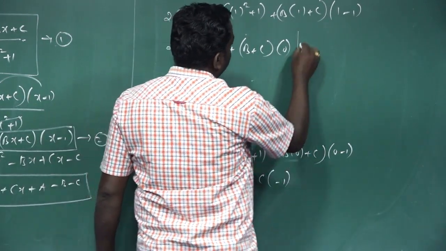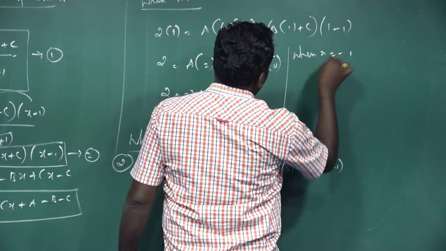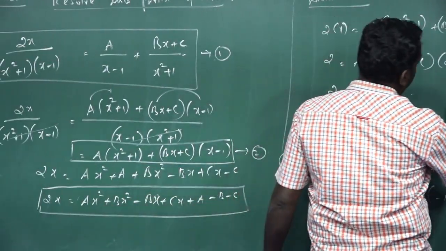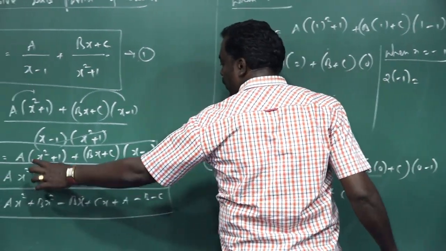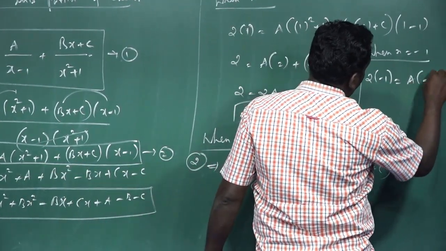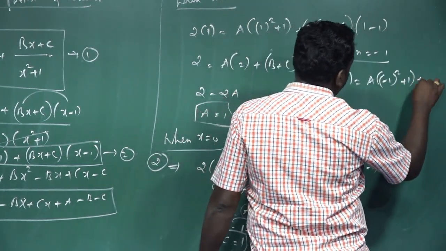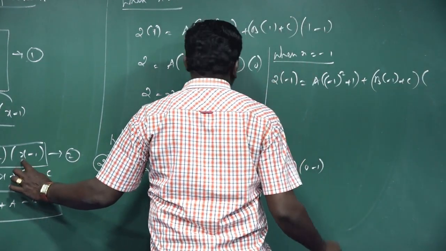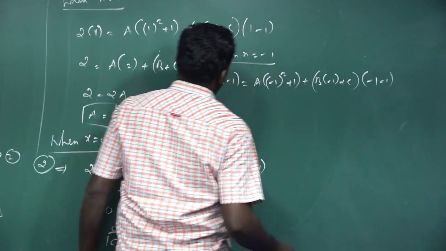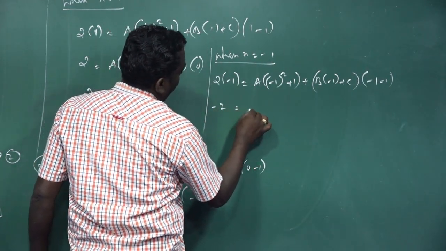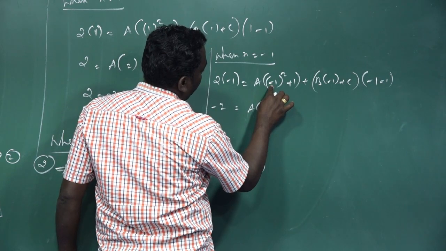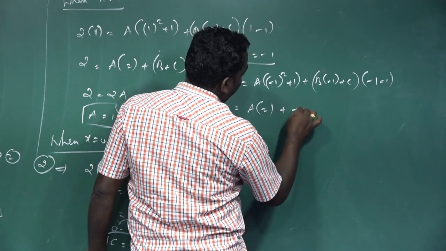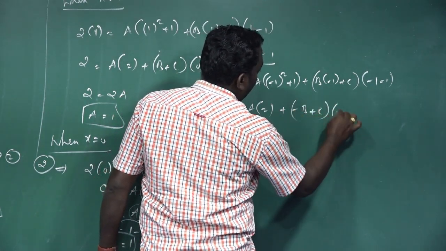Now we have to substitute again, when x is equal to minus 1. For the second equation, the left hand side we have 2x, 2 into minus 1, is equal to a into x value, minus 2 whole square, plus 1, plus b into minus 1, plus c into minus 1, as x value minus 1 in the second equation. Therefore minus 2 is equal to a into minus 1 into minus 1 plus 1 plus 1 plus 1 plus 2. Then minus b, plus c into minus 2.